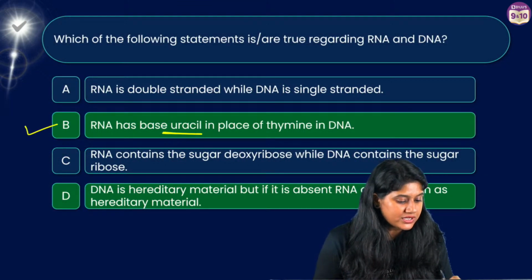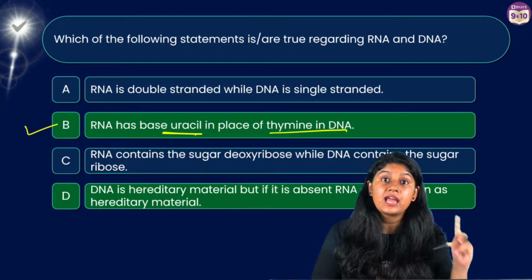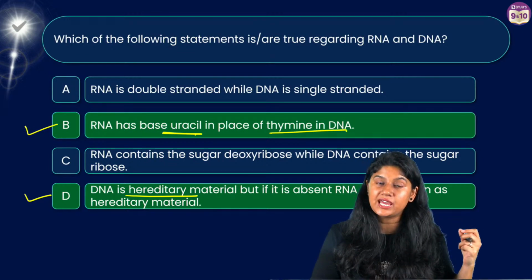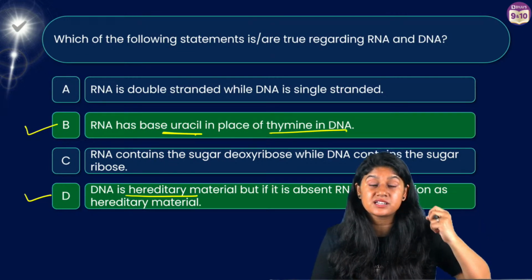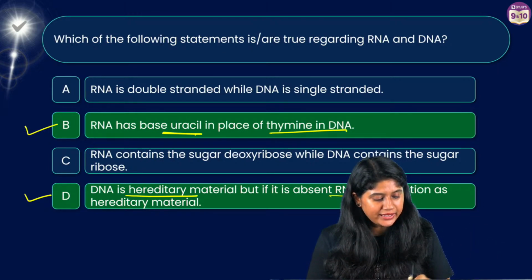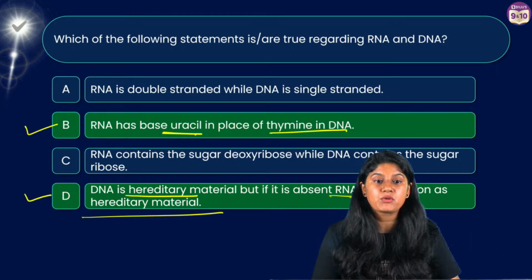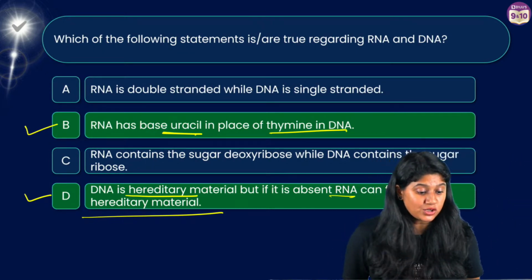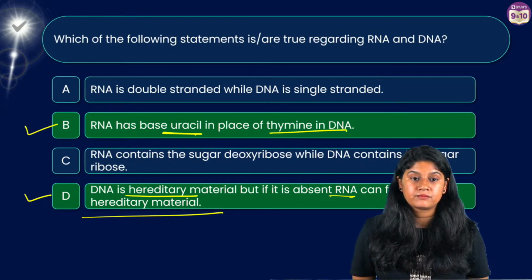RNA has base uracil in place of thymine. Yes. And DNA is a hereditary material, but just in case in various organisms like viruses, if they don't have DNA as a genetic material, what will happen? RNA can function as a genetic material. Everyone, are we clear? The correct answer over here is B and D.